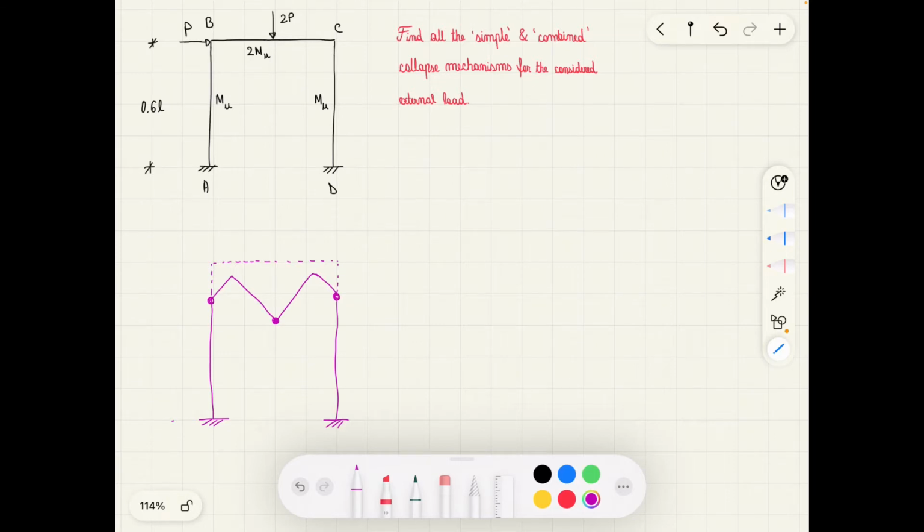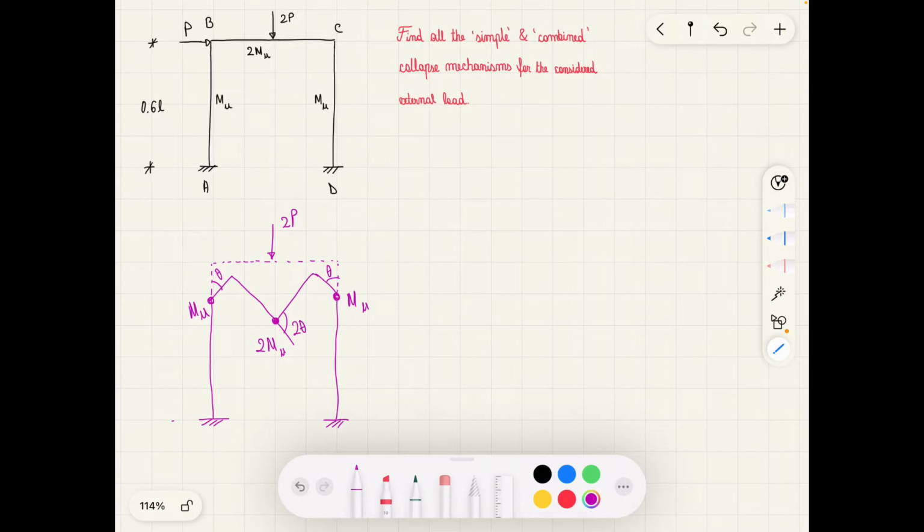And we are going to say the angle here is theta, and because it's symmetrical, it's going to be theta here as well. So this one is going to be theta plus theta, so 2 theta. The load 2P is acting here. Now, the ultimate moment, Mu, acting here at the plastic hinge, and 2Mu at this plastic hinge.